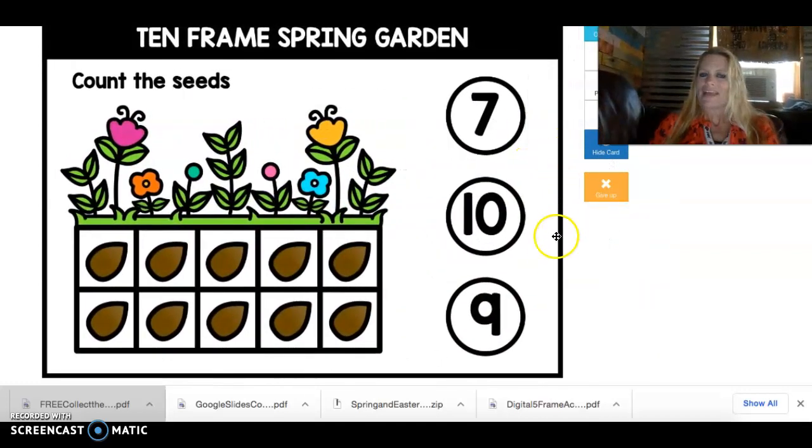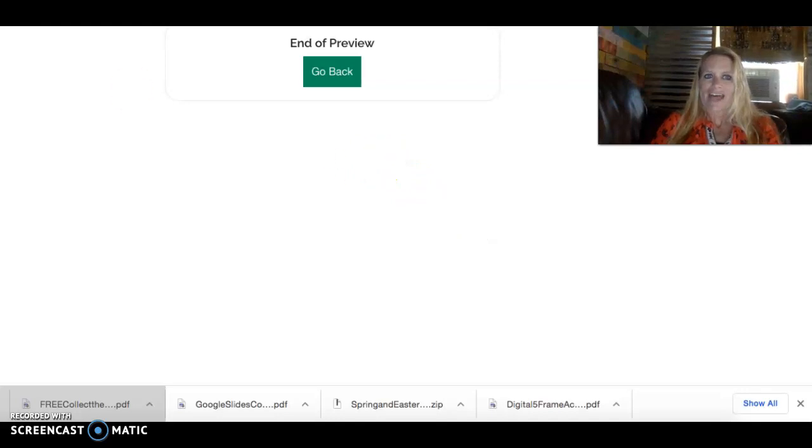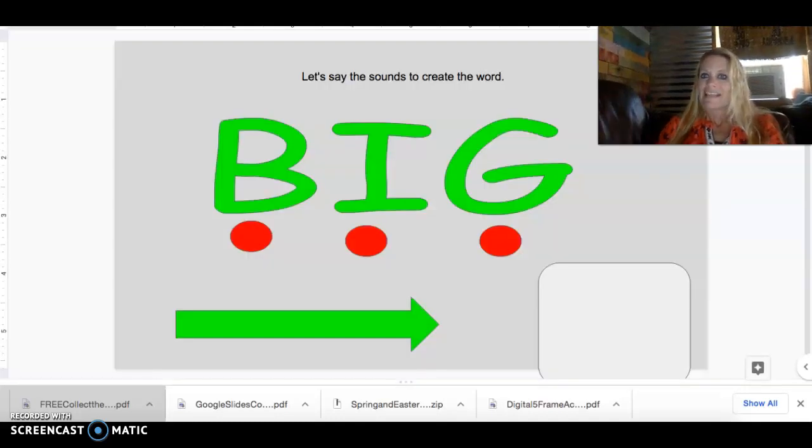And how many do I see in my 10 frame? It's all filled up. So how many is that? It's a 10. Good job. Let's say the sound to create the words. Are you ready? B, I, G. B, I, G. Big. It's big. Good job.